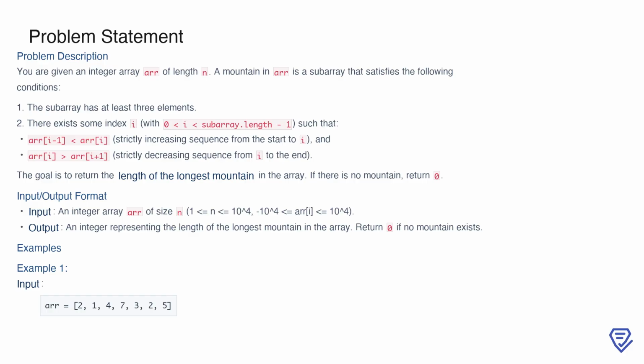The input is the integer array ARR, constrained to a size range of 1 to 10,000, with values between -10,000 and 10,000. The output is an integer representing the length of the longest mountain or 0 if there isn't one.